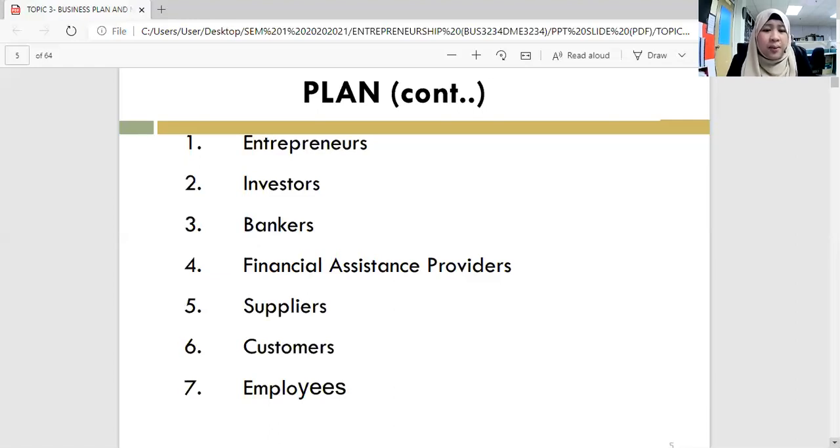So basically it can help much to convince the customer, to get them interested, and to be convinced about our business. I believe that this e-business proposal or business proposal itself, whether hard copy or soft copy, can give some illustration or visualization of the business itself. And number seven, we have employees. Employees are very important because they want to know the assurance of working for the company.